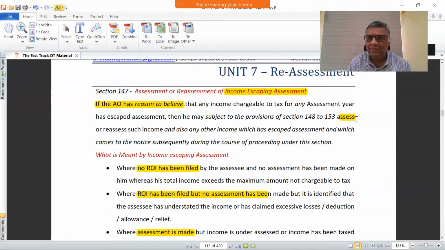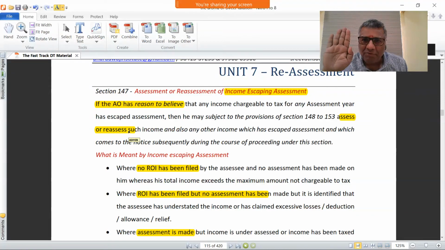Assess. Assess means first time. Already I have not assessed, this is the first time I am assessing. Assess, or reassess. Already assessment is over, but now I come to know something else has escaped income. Reassess. So look at the word: assess, first time, or reassess. Already assessment is over, again I am assessing. Such income.